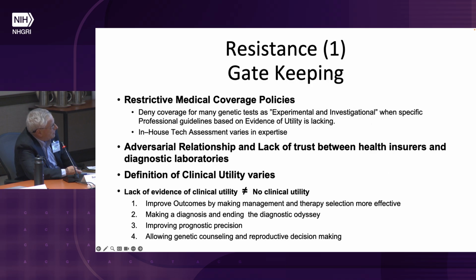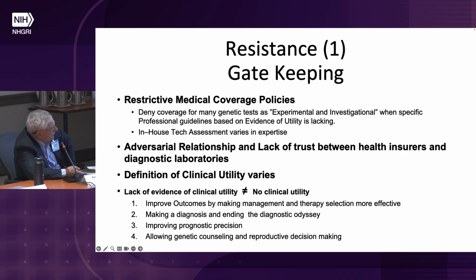Now, let's talk about resistance. Number one is gatekeeping. There are restrictive medical coverage policies. They deny coverage for many genetic tests, refer to them as experimental and investigational, when specific professional guidelines based on evidence of utility are lacking. And in some cases, the in-house tech assessment is really not up to par. In other cases, it's excellent. So, you've dealt with one insurance company, you've dealt with one insurance company. It's very hard to draw conclusions across the entire industry.